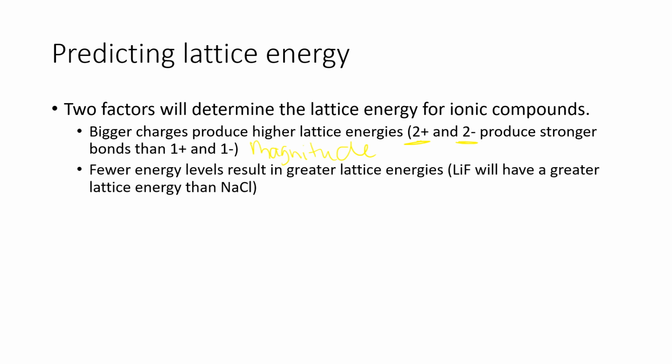And then the next one is the fewer energy levels. We know the energy levels are the rows on the periodic table, and fewer of them results in greater lattice energies. For instance, lithium and fluorine are both in period 2. Let me go ahead and write that down. They're both in period 2, whereas sodium and chlorine are in period 3. Now, the one with the fewer energy levels, which is lithium and fluorine, will have the greatest lattice energy.